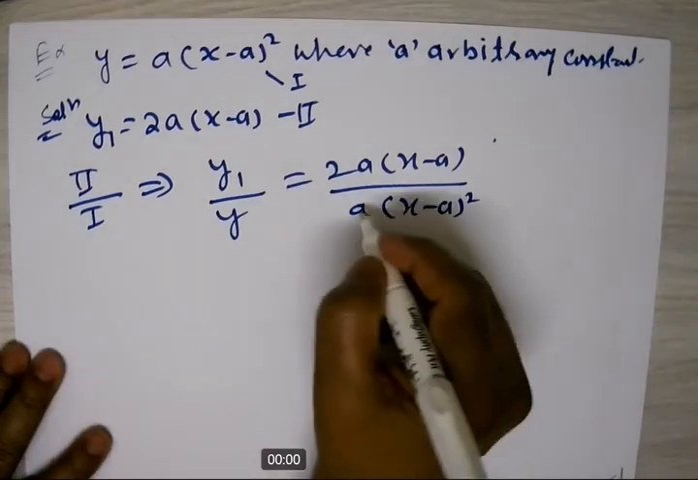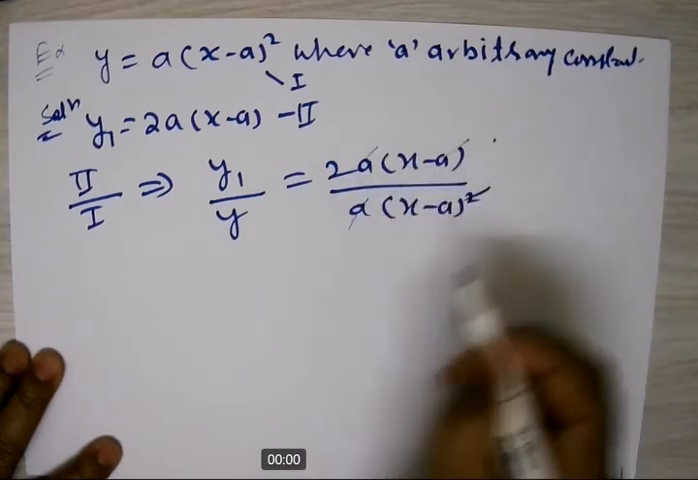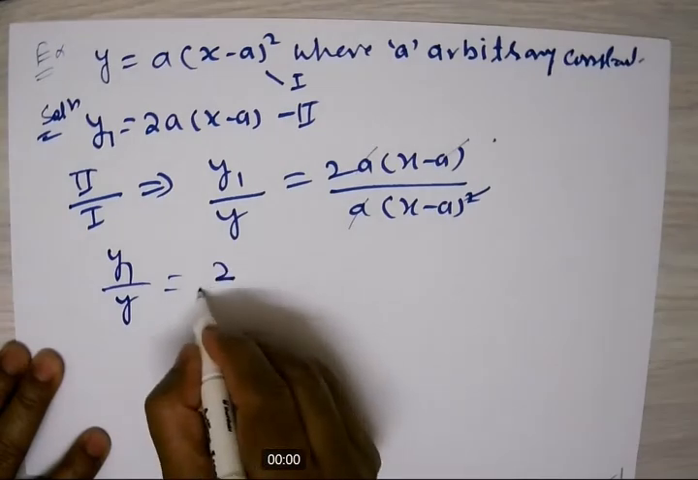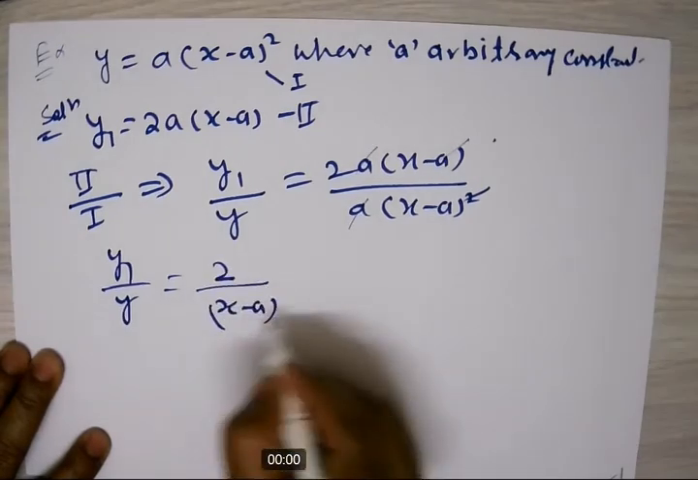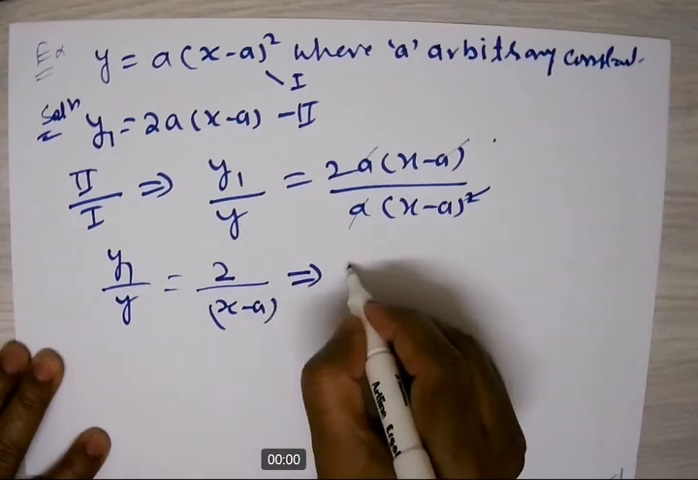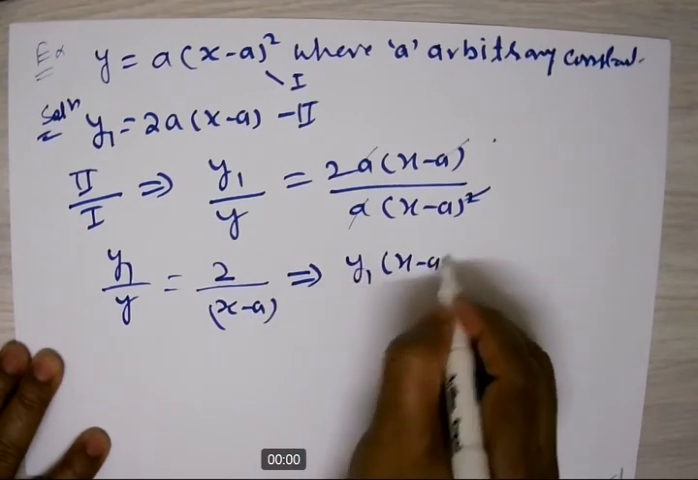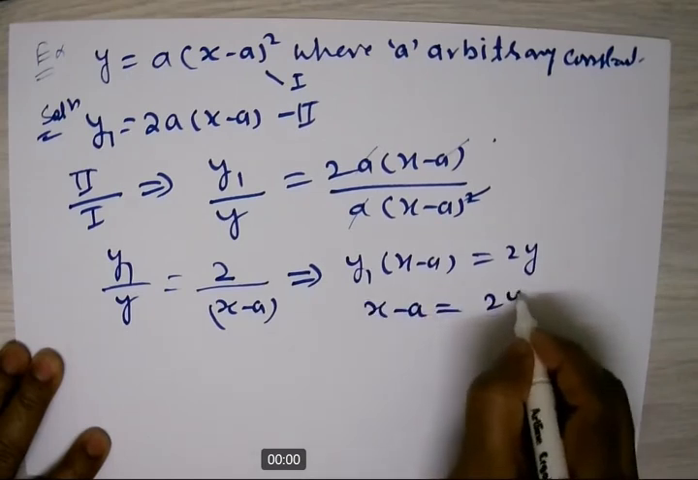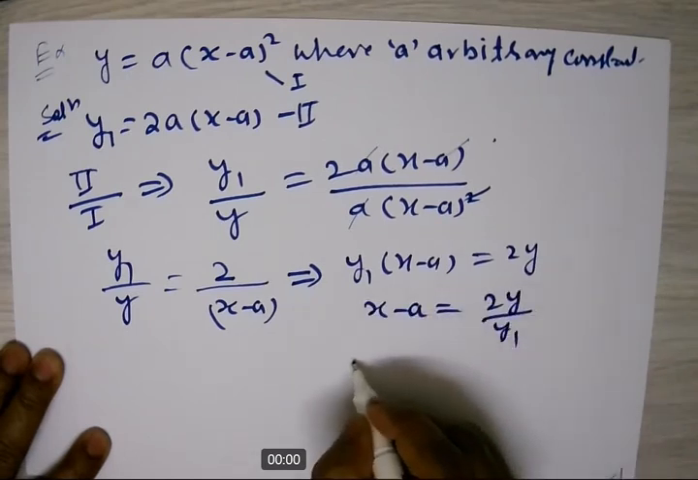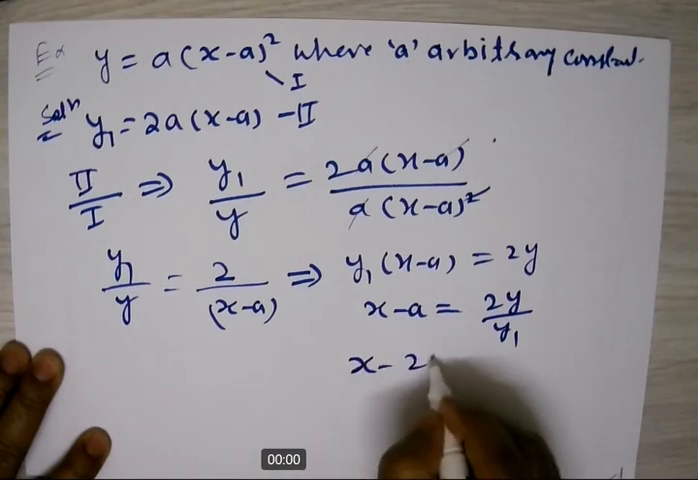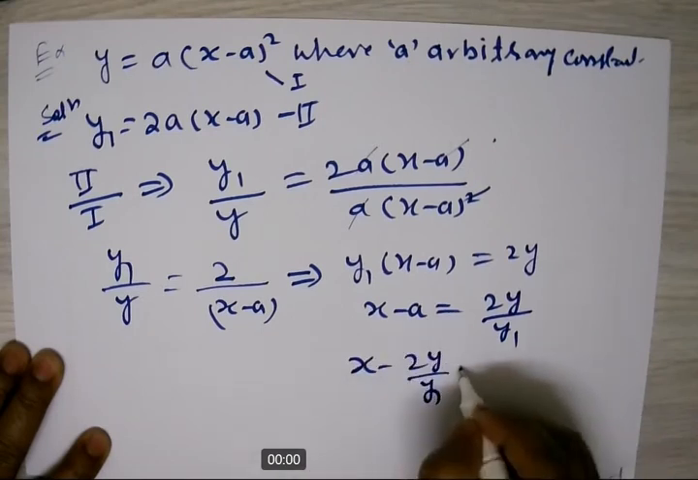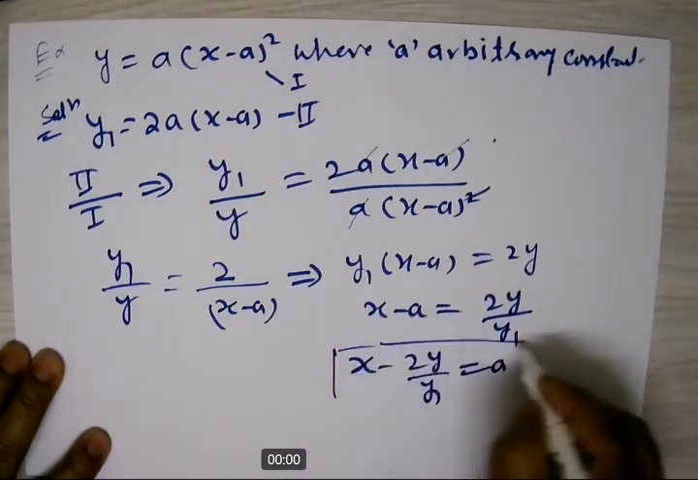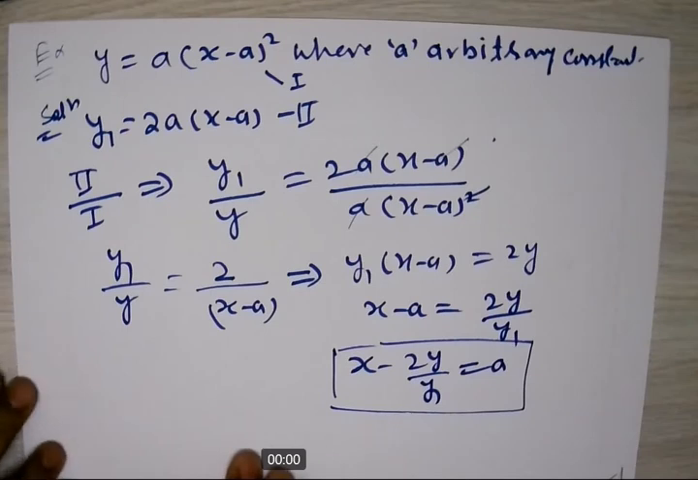So how can we see this cancel and this cancel? y1 divided by y equals 2 divided by (x − a). Can I write this as y1(x − a) = 2y? Yes, x − a is equal to 2y divided by y1. Therefore, a is equal to x − 2y divided by y1. A equals this one.